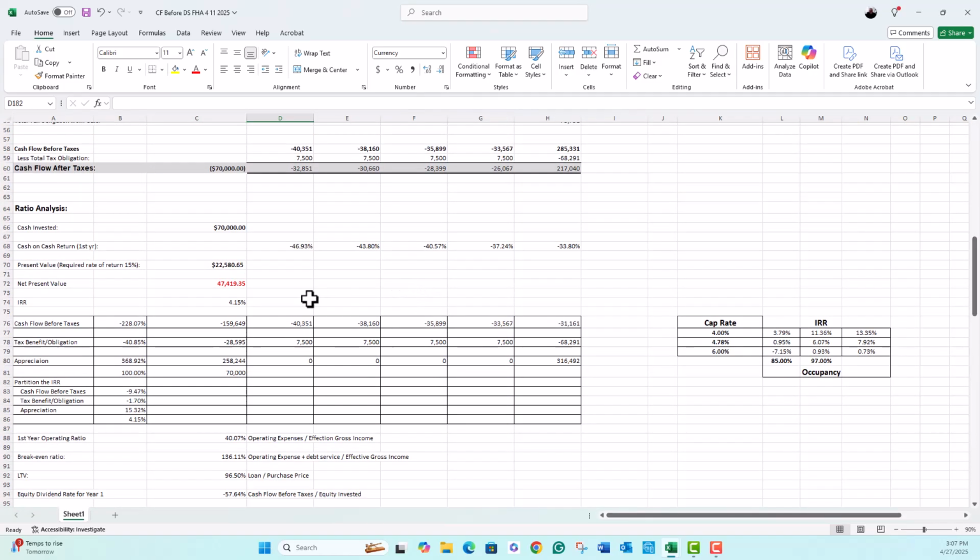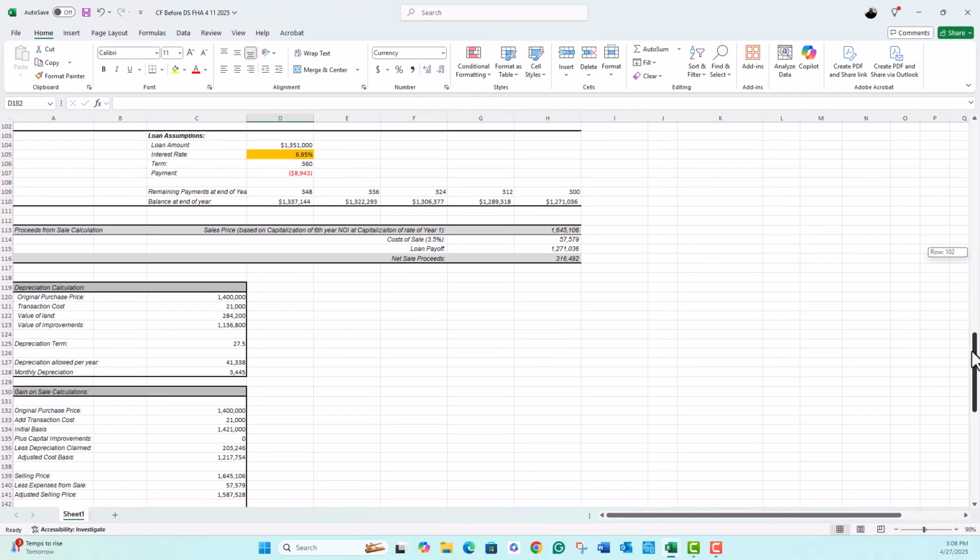Well, that was 4.15%. If we're able to get the loan, it's possible there would be a positive return. And you can see how it all breaks down as far as that return. There was a negative 9.47 return on the cash flow, and the tax benefit was a negative 1.70. But the appreciation is what more than made up for the losses, and we ended up with a positive internal rate of return.